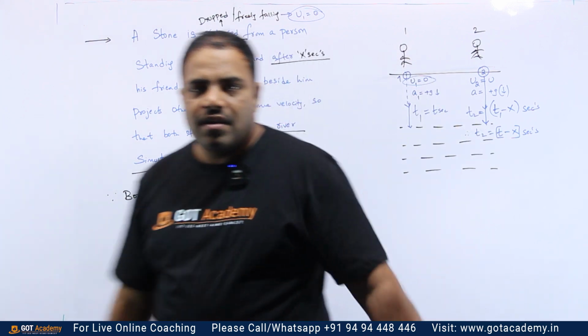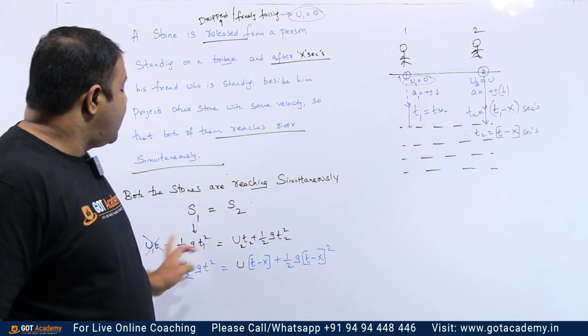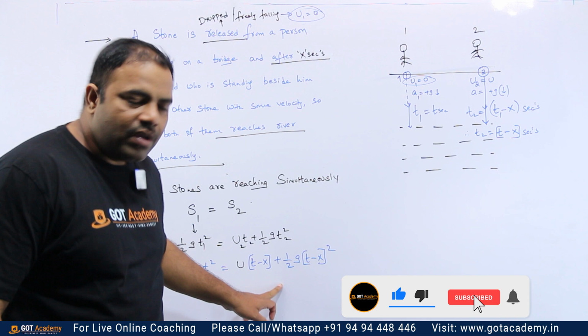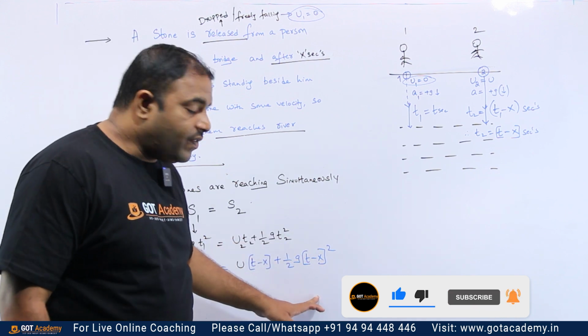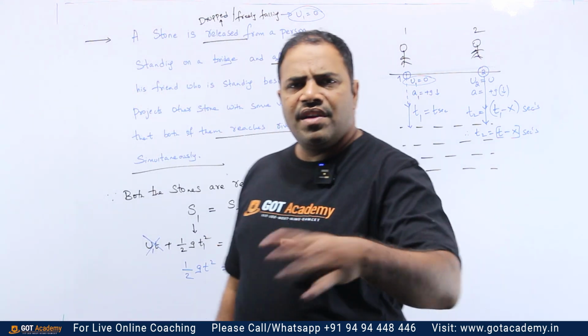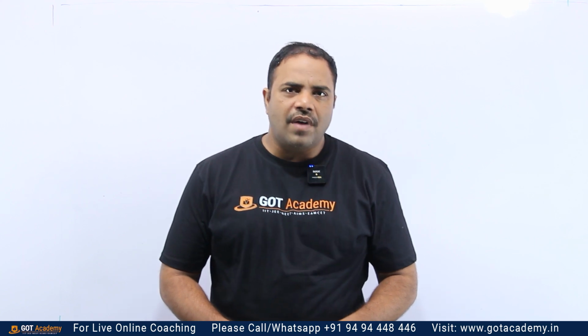So from this, you could understand that if anyone tells you they are reaching simultaneously, both the distances are equal. By simplifying this further, we can calculate the time t. But here it is not required. Okay. I'm just trying to say what the concept is. Okay, my dear children. We'll go for the next concept now.